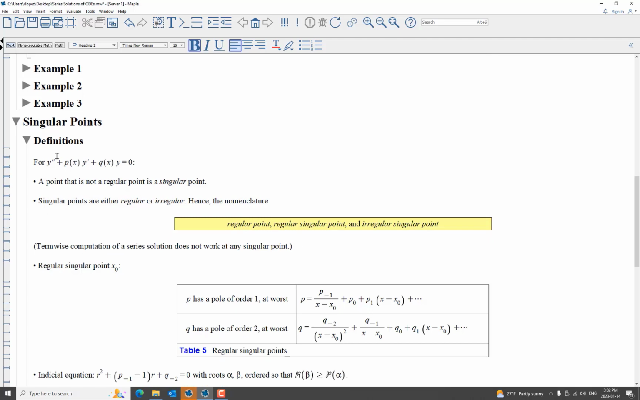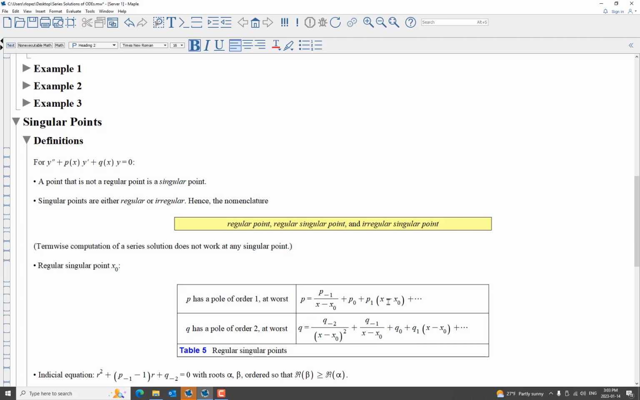Regular singular point for this differential equation, notice that the leading coefficient here is 1. You have P and Q, and it's a homogeneous equation. We put limits on how bad the singularities in P and Q are. If there were no singularities in P and Q, it would be a regular point. But if they're not analytic functions, they are going to have some kind of bad behavior. We put a limit on that bad behavior. P has a pole of order 1 at worst. Q has a pole of order 2 at worst.